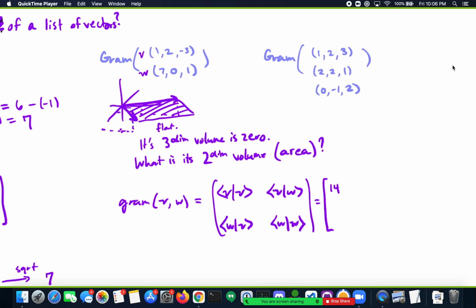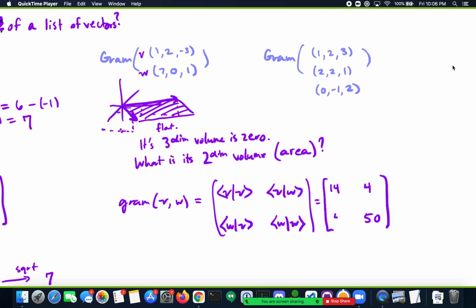And W dot W is 49 plus 0 plus 1, that's 50. Now what are these other numbers? They should be the same, because V dot W is 7 plus 0 minus 3.